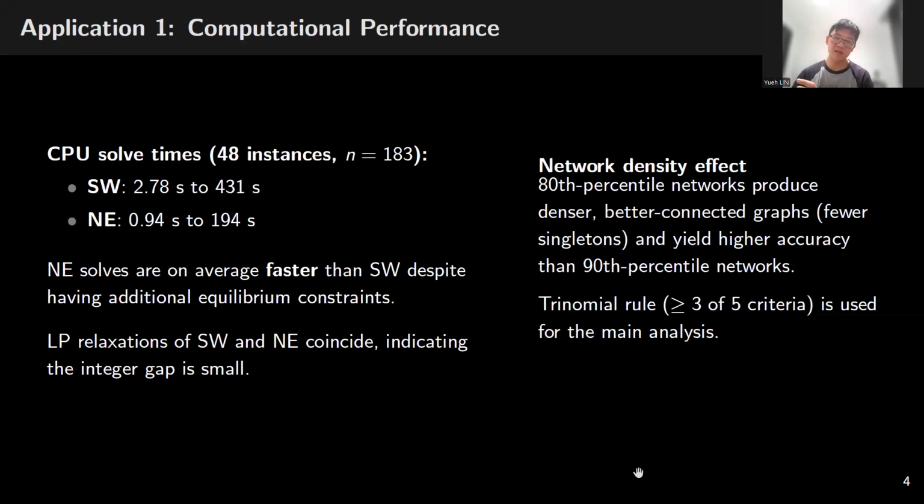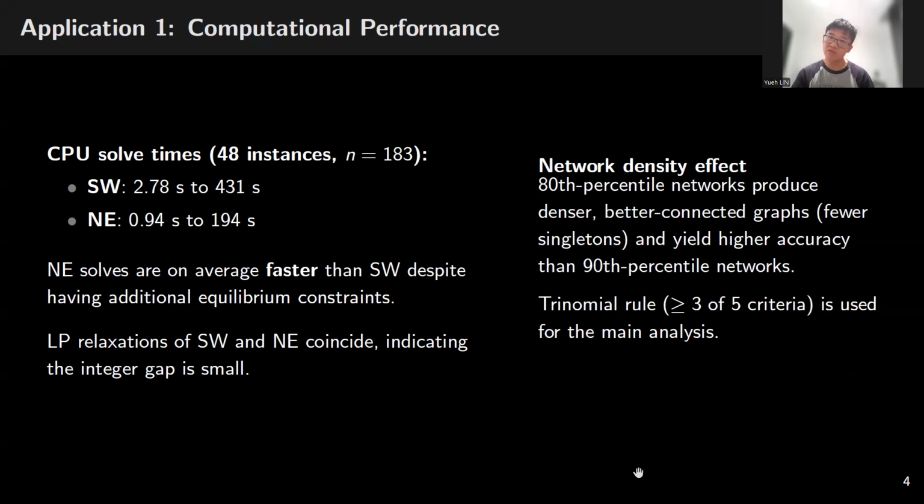But we know that it's not slower because the linear programming relaxations of both formulations are matching each other, are coinciding. So the integer gap between those models is small, and Cplex, our solver, finds tight bounds without deep branching, in a sense.